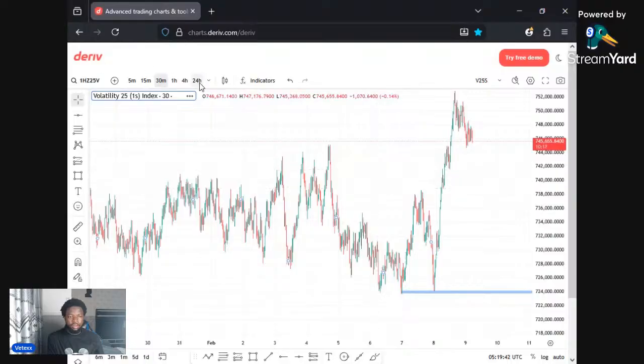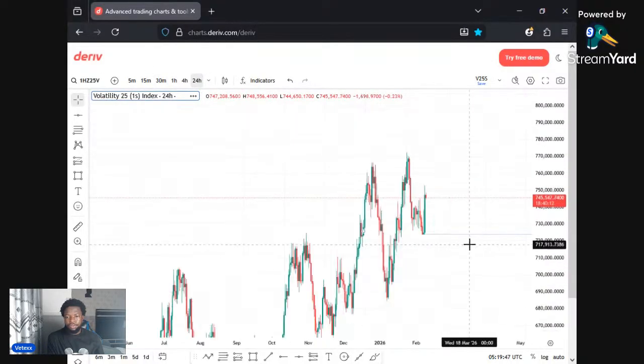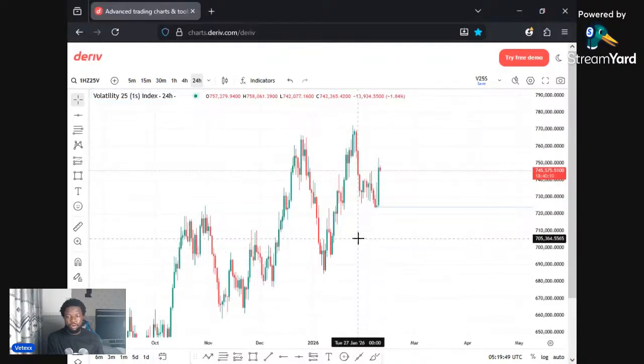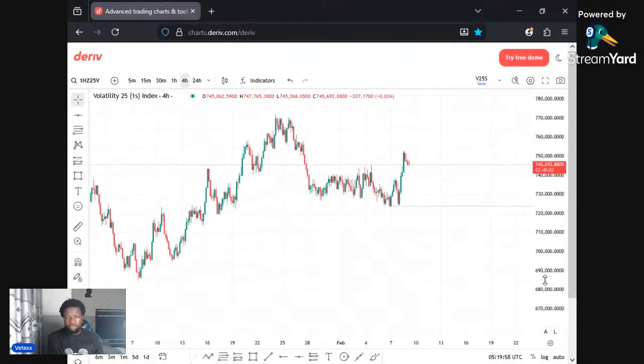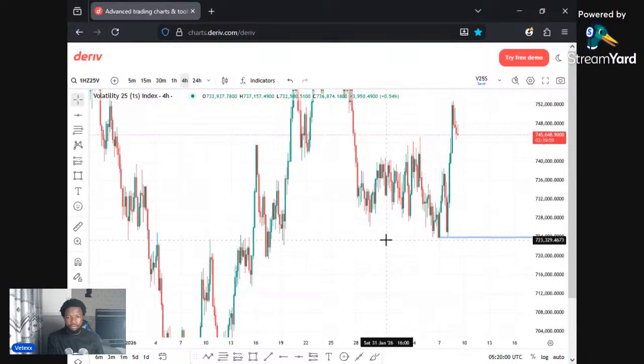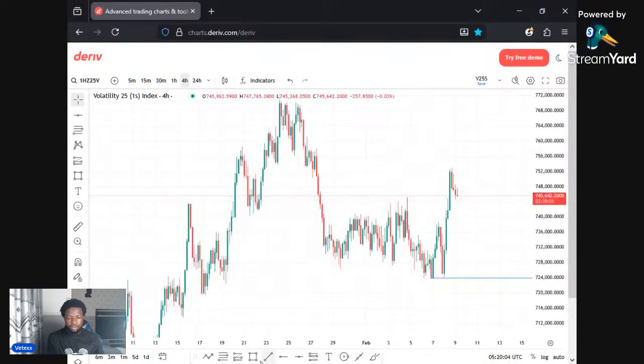V25 1S, starting from the 24-hour time frame. On 24-hour time frame, price is bullish or is reacting somewhere on the 1 hour on the 4-hour time frame. So let's check it out. So on the 4-hour time frame, we have this. You have what, a sweep of liquidity.